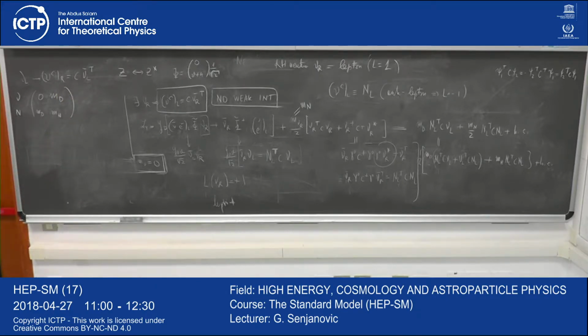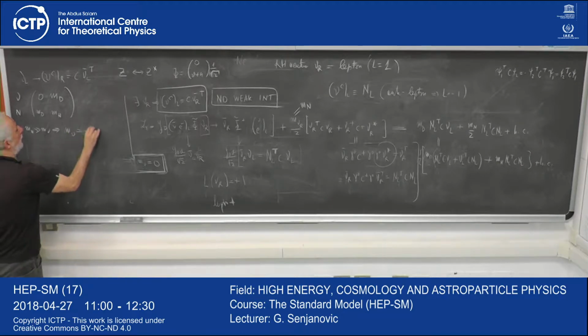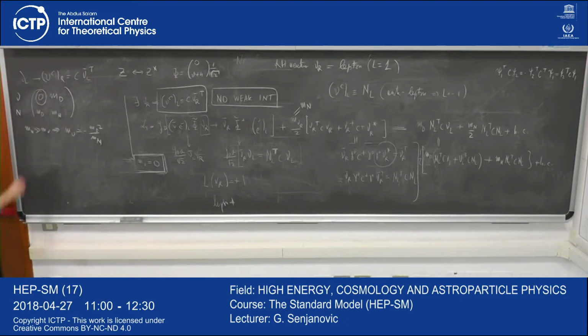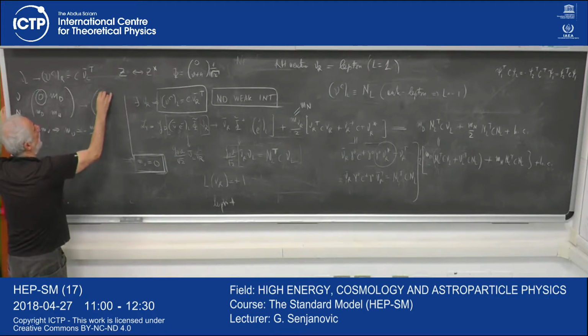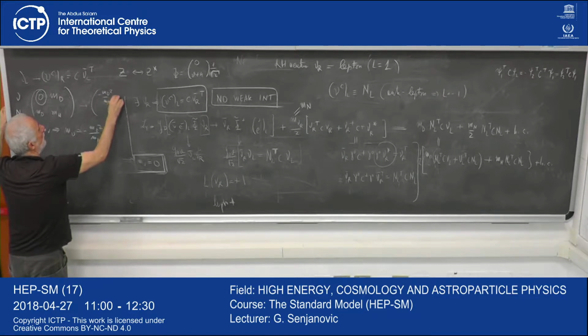And obviously for Mn much bigger than M Dirac, I predict M nu is minus M Dirac squared over Mn. I predict I will induce, when I diagonalize it, of course, a mass term here. In the process of diagonalization, this is minus md squared over Mn, 0, 0, Mn roughly.